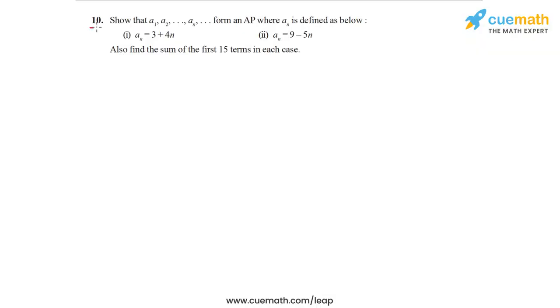In question 10 of the exercise, the problem statement says, show that A1, A2, ..., AN, this sequence, forms an AP, where AN, the nth term, is defined as follows. So there are two parts.